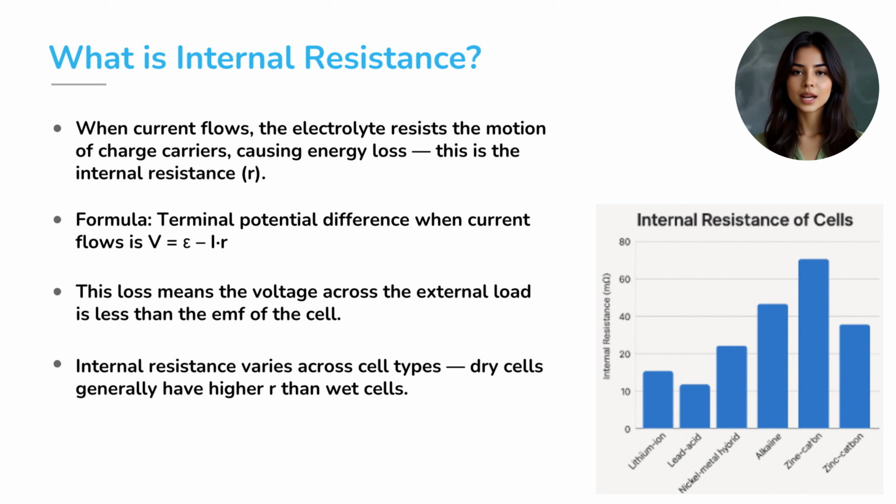The equation is capital V equals epsilon minus I times r. Here, capital V is the terminal voltage, epsilon is the EMF, capital I is the current, and small r is the internal resistance. So, internal resistance results in energy loss inside the cell itself. And it's important to know, dry cells, like the ones used in household gadgets, usually have higher internal resistance than liquid electrolyte cells. So yes, your battery might still have chemical energy left, but its internal resistance could be too high to deliver that energy efficiently.